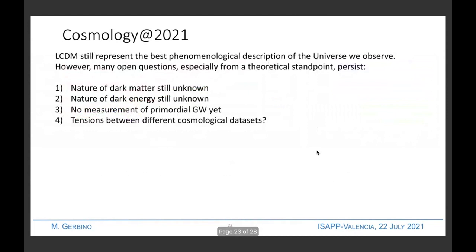So is this the end of this story? Not really, because even if in 2021 we have a very nice picture of the standard cosmological model and very highly sensitive measurements of the lambda CDM parameters and minimal deviations from this picture, we are still left with some fundamental questions that we would like to answer by means of observations. And these questions are mostly the nature of dark matter.